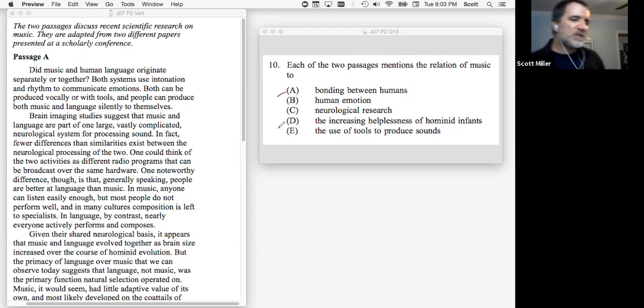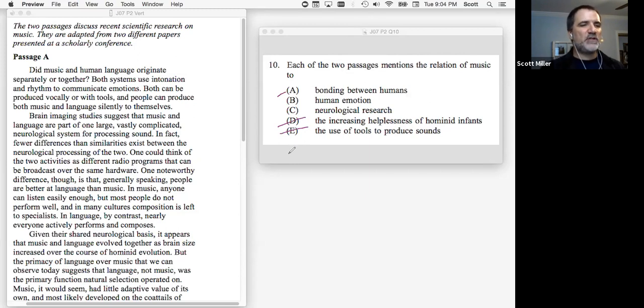I don't know if it was in passage A, but I know it was in passage B. Neurological research. I might leave that one too. Increasing helplessness of hominid infants. Okay. Was that in there? Increasing helplessness. That sounds like something that was at the end of the last passage. I don't remember that from the first passage, so I'm going to get rid of that one. The use of tools to produce sounds. I think that was only in the first passage. I don't remember that in the second passage, so I'll get rid of that.